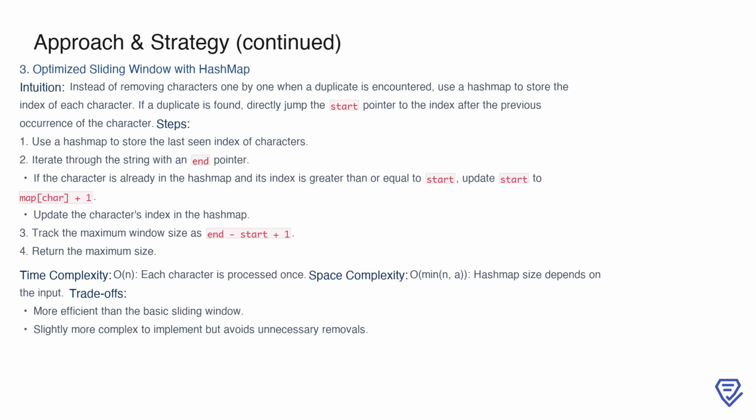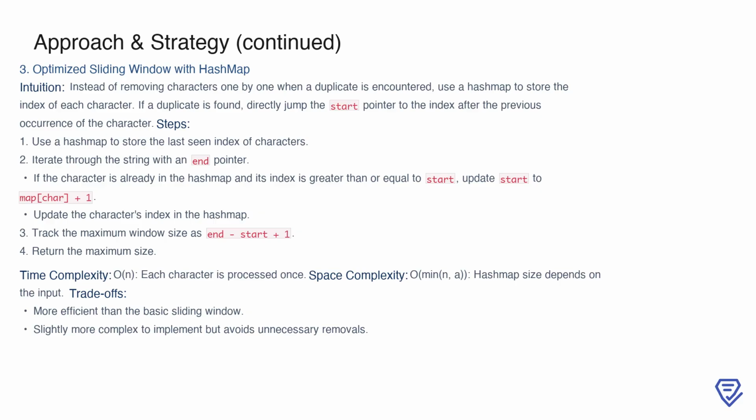To further optimize the sliding window approach, we can use a hash map instead of a set to store the last seen index of each character. This allows us to resolve duplicates more efficiently. Instead of removing characters one by one when a duplicate is encountered, we can directly jump the start pointer to the index just after the previous occurrence of the duplicate character.